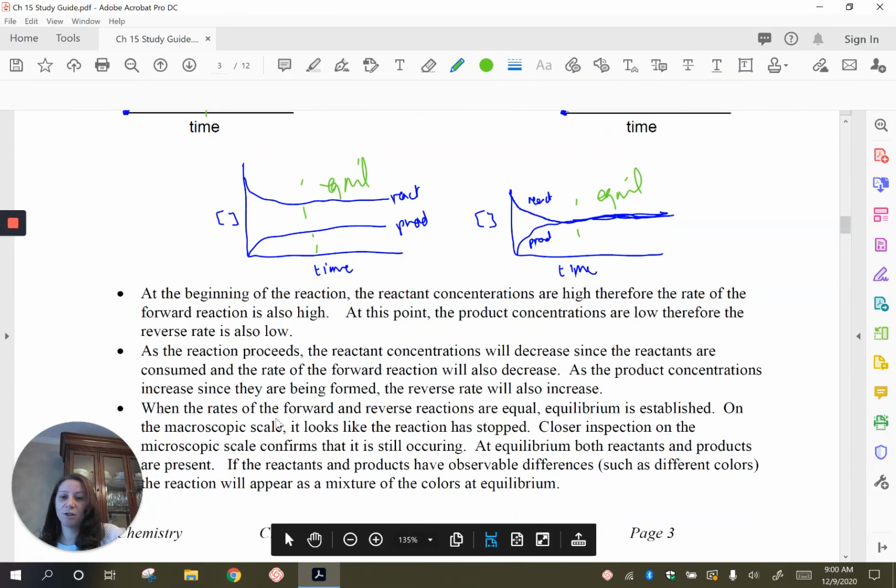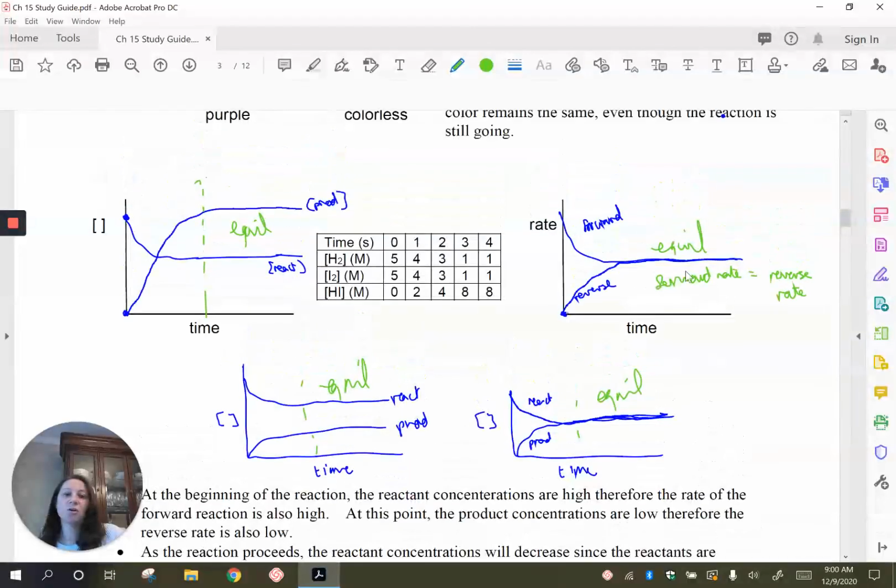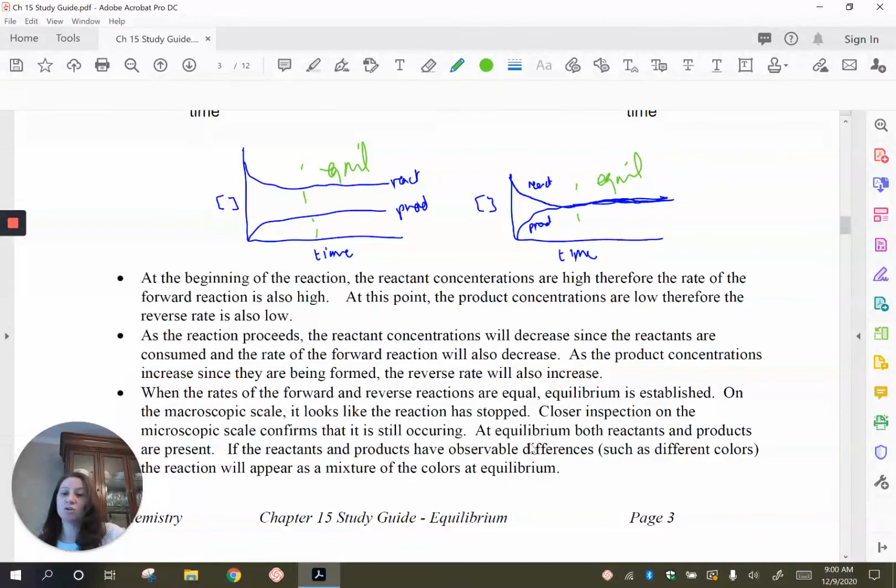When your reaction reaches equilibrium, that's when the forward rate and the reverse rate are equal to each other, and that's when equilibrium is established. Because of that, your product and reactant concentrations remain constant. They're not equal to each other, but they are constant. It's the rates that are equal to each other. So on the macroscopic scale, the big scale, it looks to us like the reaction has stopped, but in reality, if you look at the microscopic scale, at actual particles, particles are changing all the time. Reactants are turning to products, and products are turning to reactants.